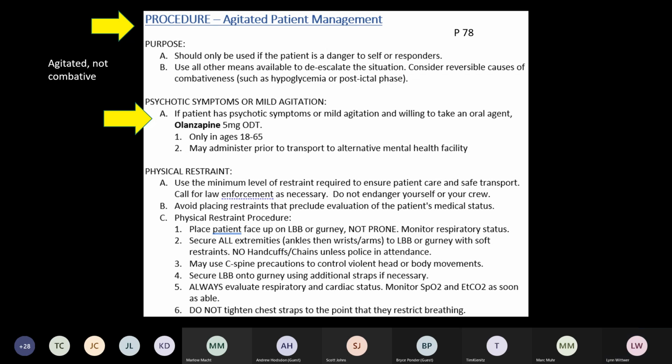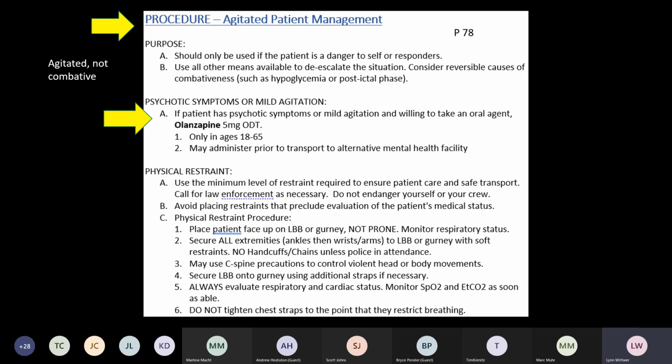So if a patient has psychotic symptoms or mild agitation and is willing to take an oral agent, then use the olanzapine 5 milligram ODT, or offer it to them only in ages 18 to 65. It may be administered prior to transport to alternative mental health facilities such as the county acute crisis intervention center or to Rainier Springs, if they will take it. Now, with physical restraint, use the minimal mobile restraint required to ensure patient care and safe transport.